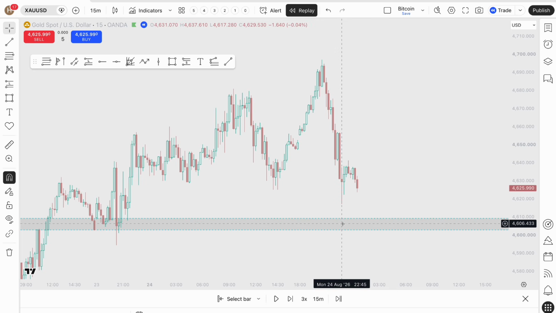Now, for those who know the New York manipulation, you guys also know that I like seeing a range form going into the New York session, especially before that 8:30 to 10 a.m. window when we have those range bound conditions.